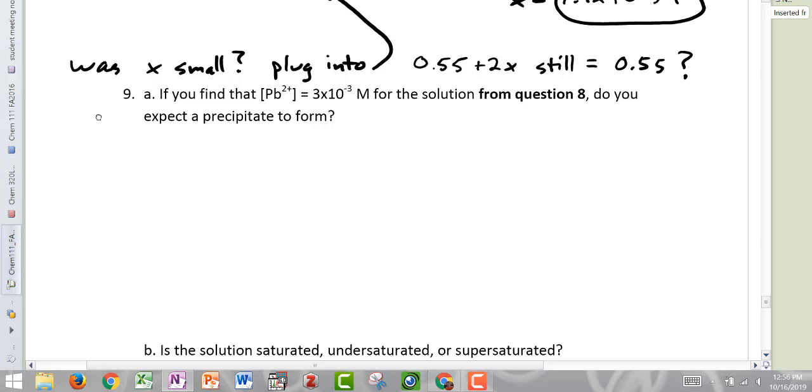What do I do? I see the word precipitate, so I'm still in solubility land. How do I evaluate whether there will be a precipitate? What are the conditions where precipitation starts, I guess is the right word? What's our balanced equation?